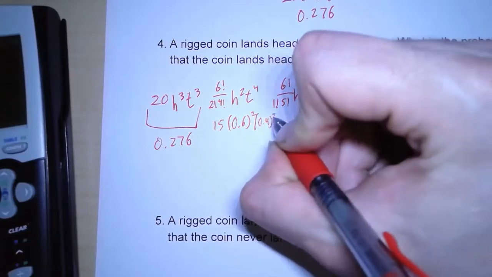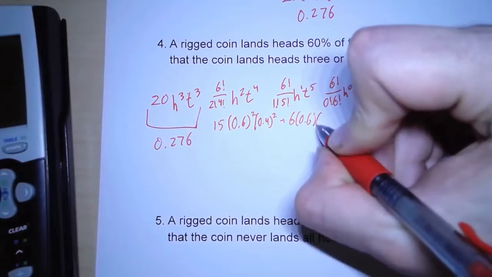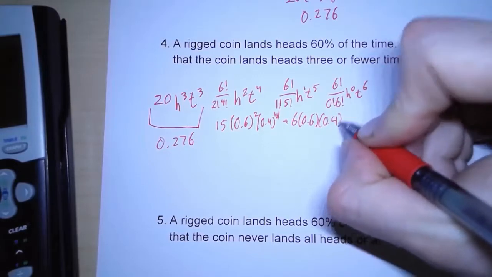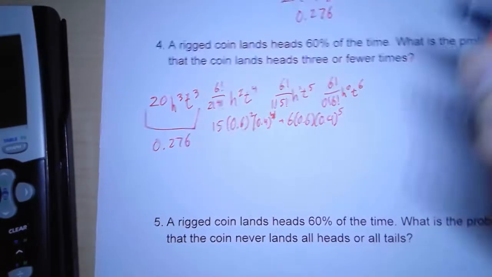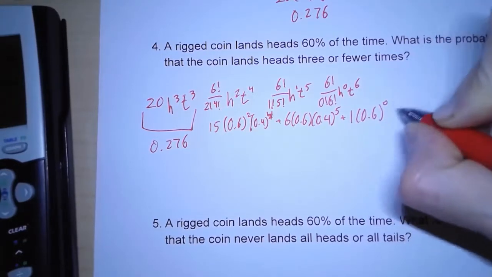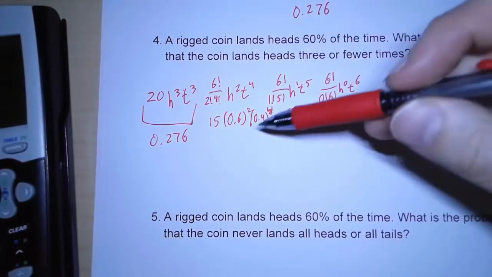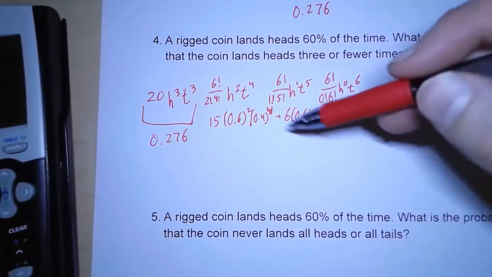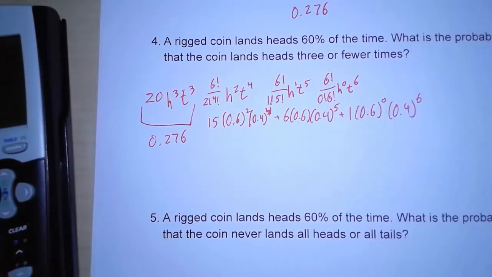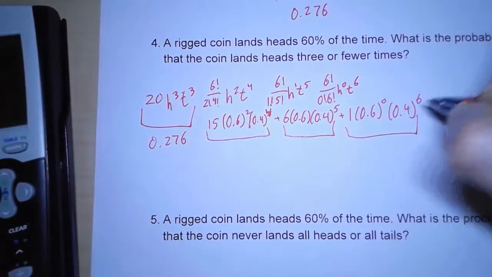And to that we add 6 times 0.6 times 0.4 to the 4th... Whoops, that should be 0.4 to the 5th. And then finally, 1 times 0.6 to the 0 times 0.4 to the 6th. Now, unfortunately here we can't combine terms like they did in number 2, because each of these are different. So we have to compute each of these one by one.